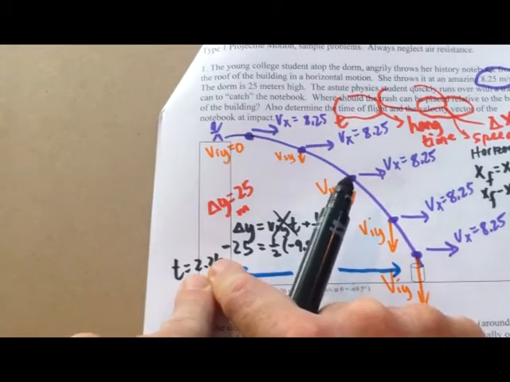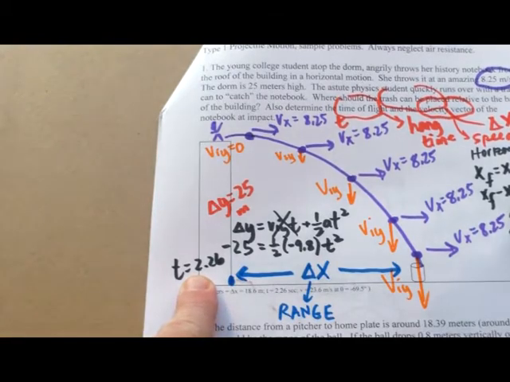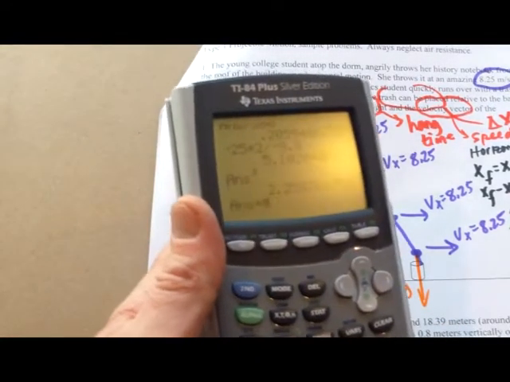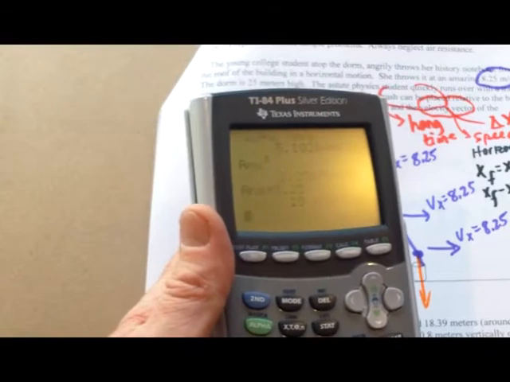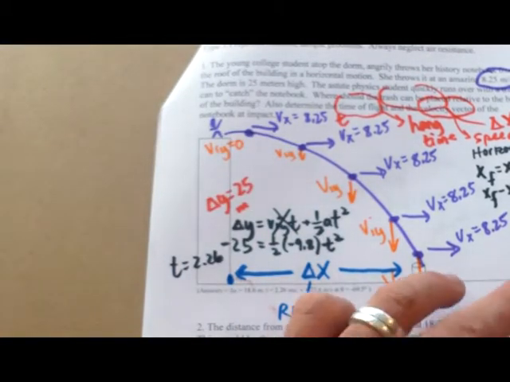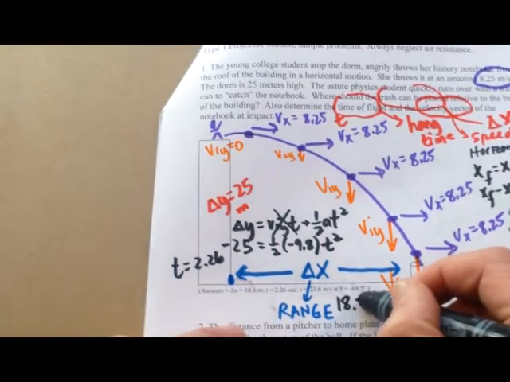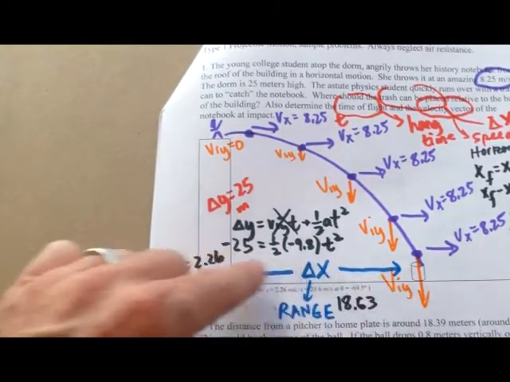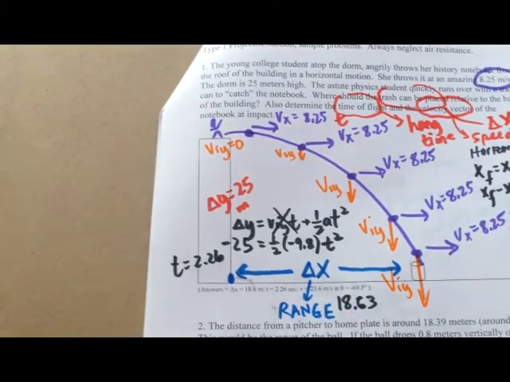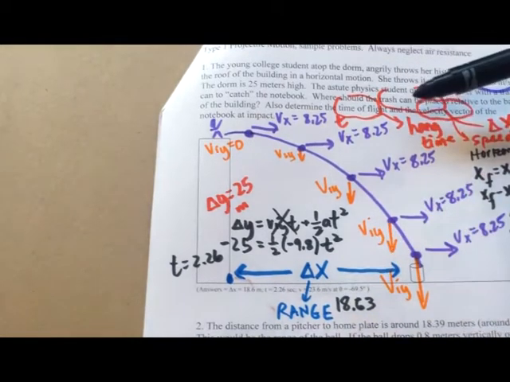Now we can put that time in here to figure out where we should put the trash can horizontally. So let's take this times 8.25. We get about 18.6 or 18.63. All right, that would be in meters. So that's telling us where the trash can should be placed, how far forward that object goes. All right, in this case it's a notebook. Now, so we've got the range, we've got the time of flight.